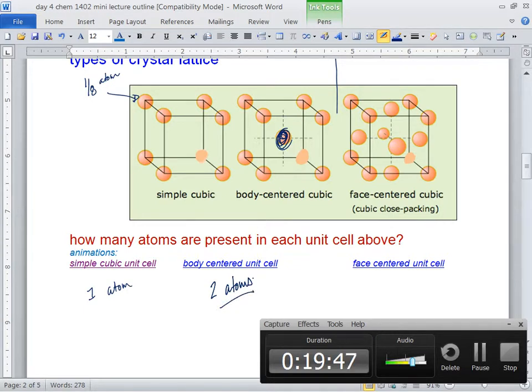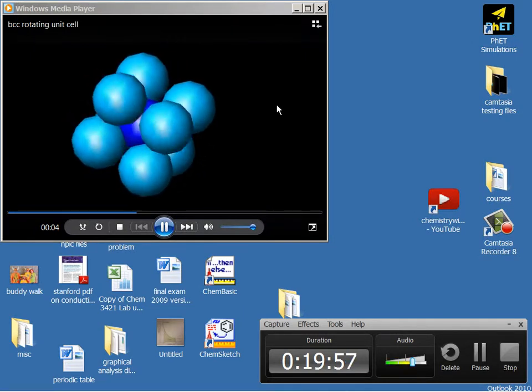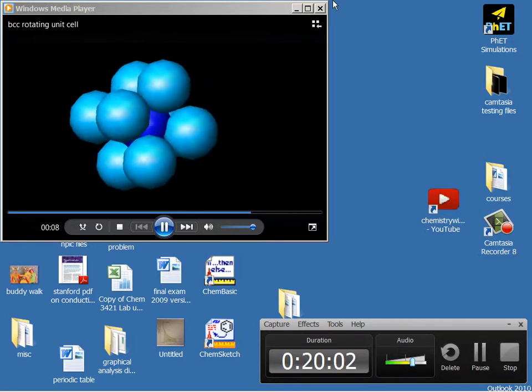And then you have face-centered. Well, let's take a look at body-centered. Let's see what it looks like here. There's body-centered. So you've got 1/8 at each corner, plus an entire atom right in the center of the whole thing. So you have a total of 2 atoms.